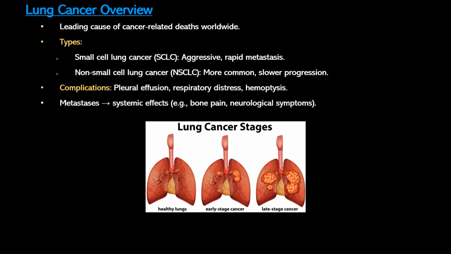Lung cancer is the leading cause of cancer-related deaths globally, largely due to late detection and its aggressive nature. It's categorized into two primary types: small cell lung cancer, which grows and spreads rapidly, and non-small cell lung cancer, which progresses more slowly but is more common. Patients often present with complications like pleural effusion, respiratory distress, or hemoptysis. Advanced stages may involve metastasis to other organs, causing systemic symptoms such as bone pain or neurological deficits.